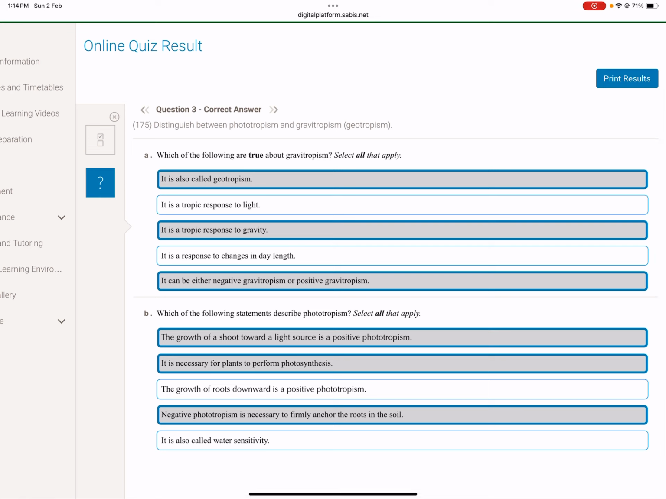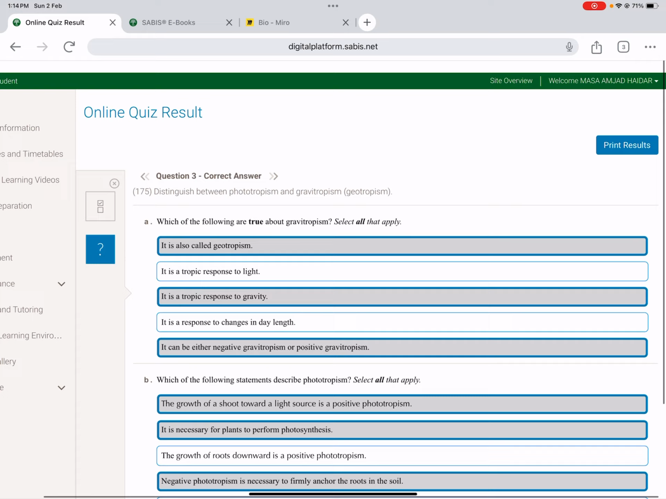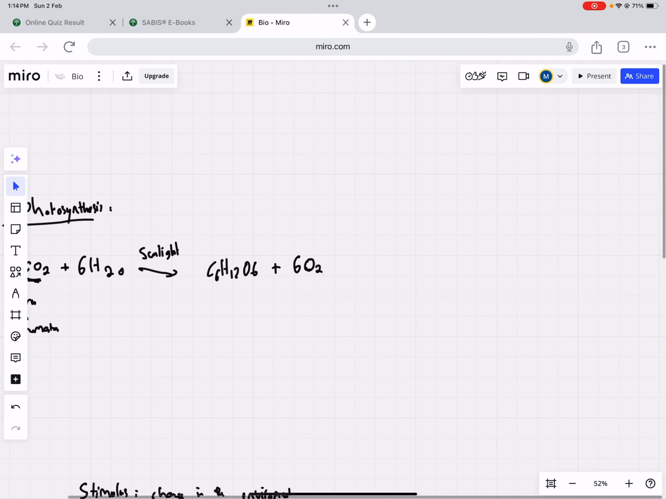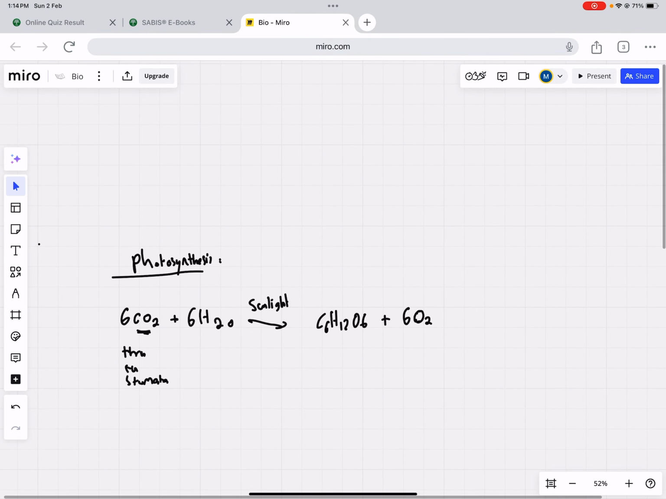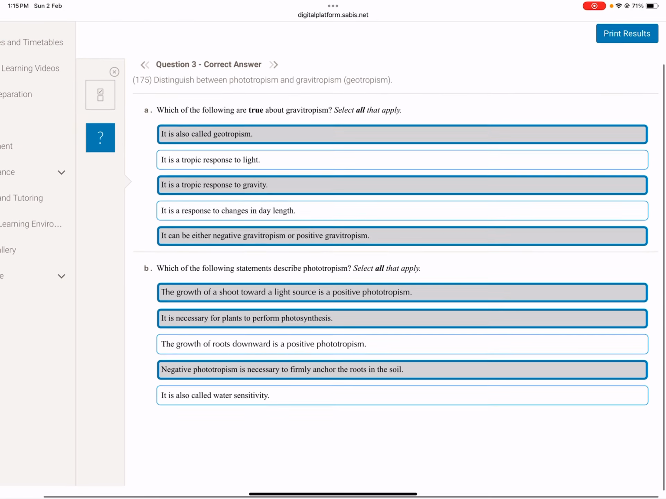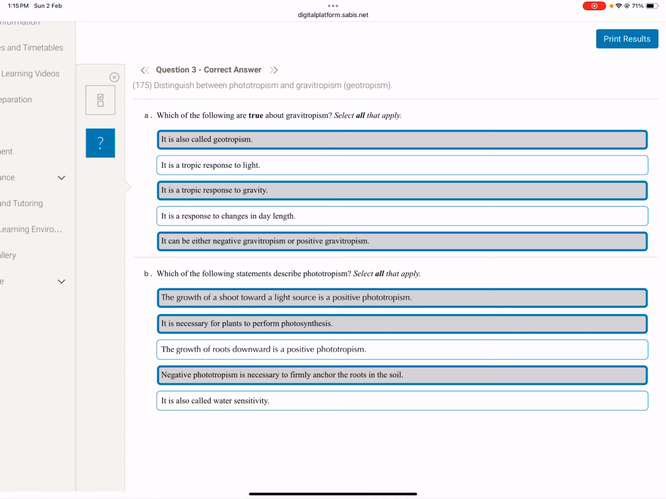Phototropism, as we said, growth toward a light source, we call it phototropism. It's necessary for plants to perform photosynthesis. Why is it necessary? Because remember, as we mentioned here, we need sunlight for photosynthesis, so they have to grow in a direction towards sunlight. And we have negative phototropism, as we said, is there to firmly anchor the roots in the soil.